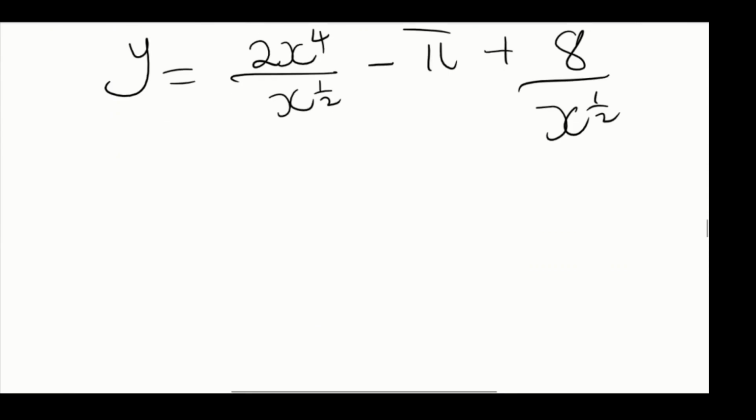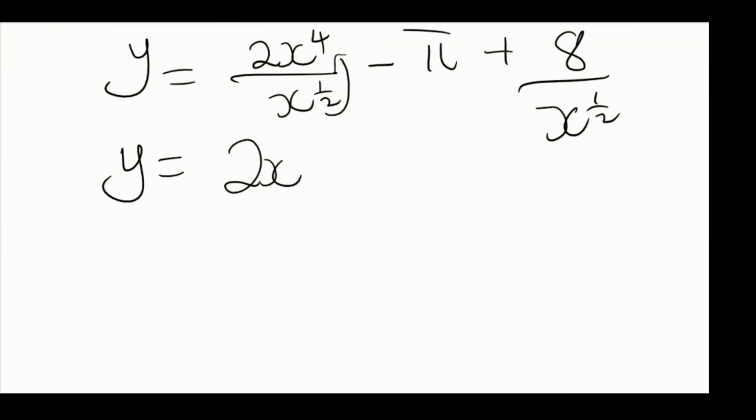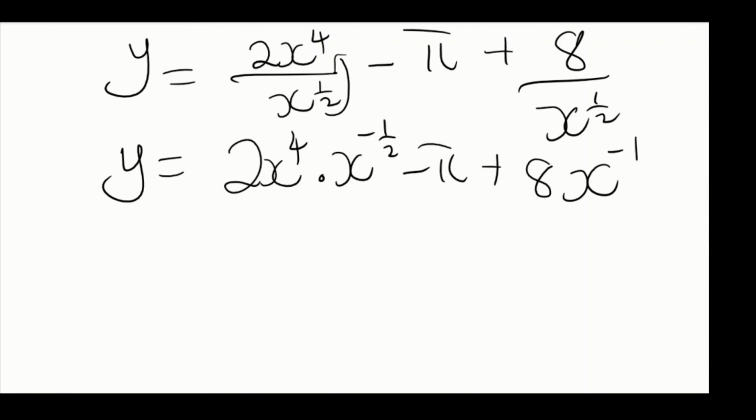So let's first deal with this problem before we derive. So y is equal to, we're going to take this x to the power of half to the top, so it's going to be 2x to the power of 4 multiplied by x to the power of minus 1 over 2, minus pi plus 8x to the power of minus 1 over 2, because we take this to the top.